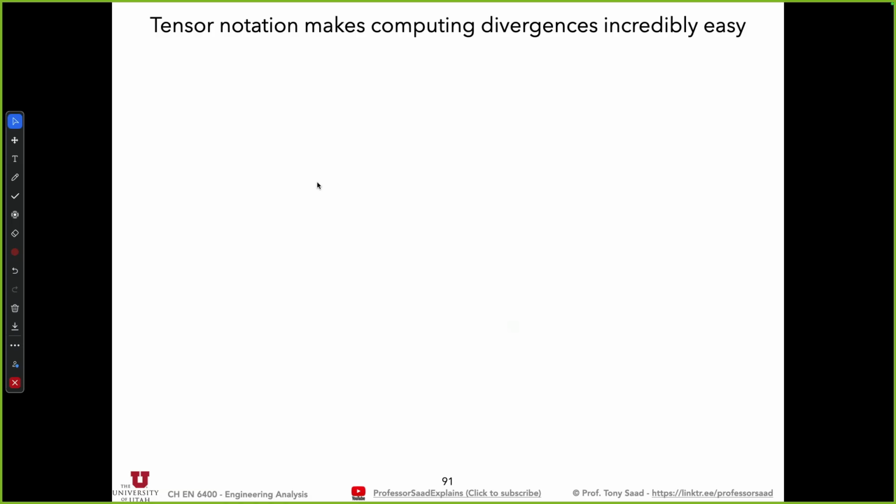So if you don't like the dyadic form or you have a philosophical issue with that, I had a student who had a philosophical issue with it. He refused to use it. I'm like, okay, just use the tensor index notation. I don't care, as long as you get the correct answer in the end.